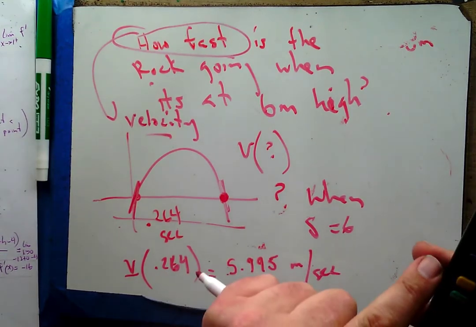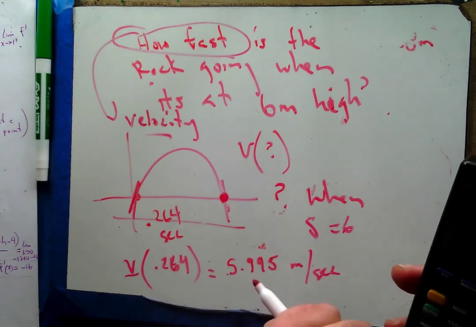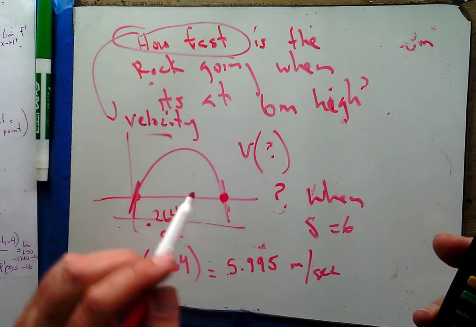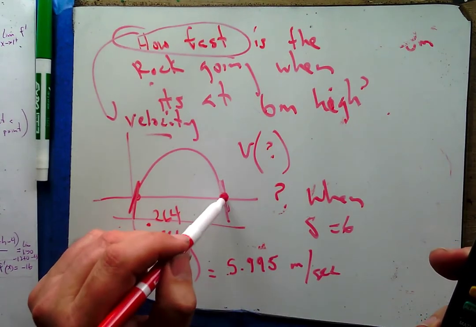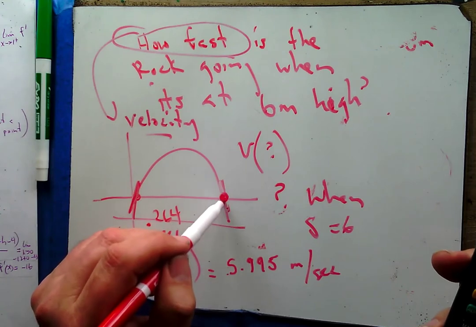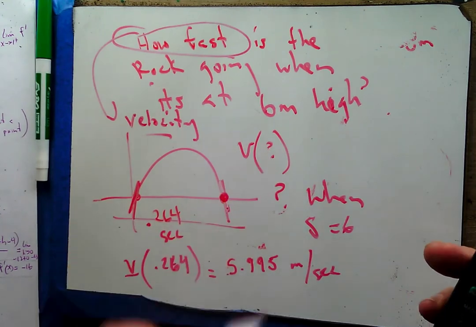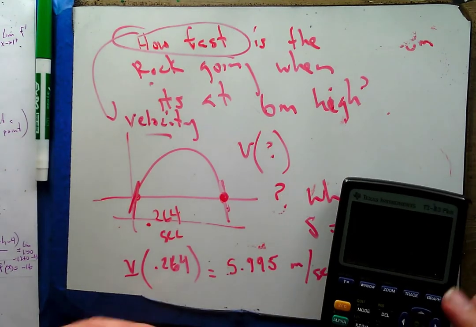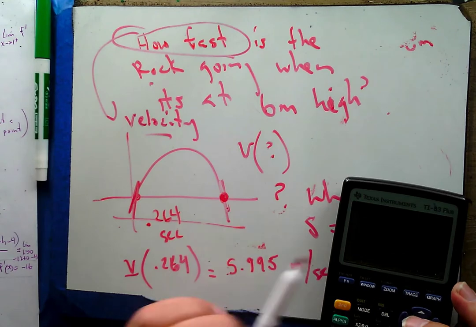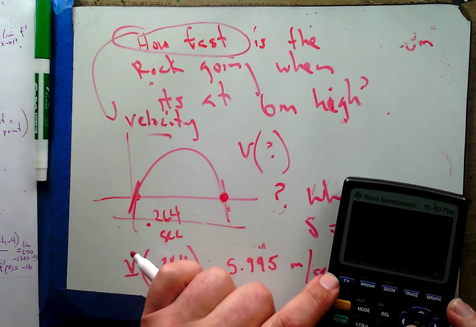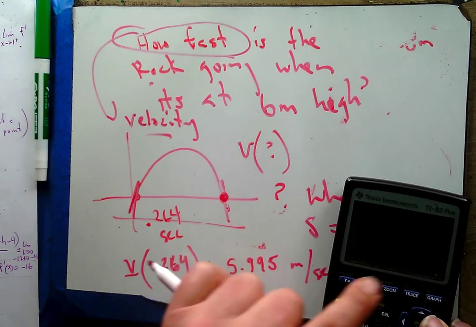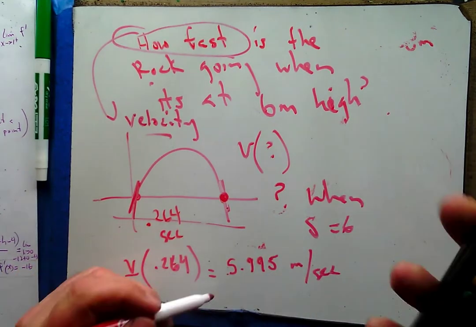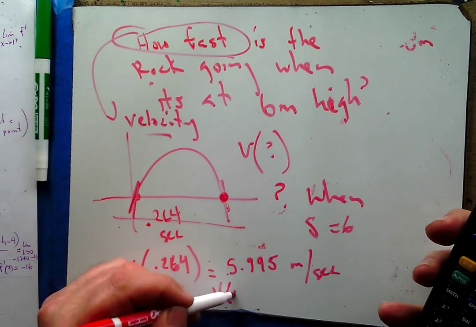How will you do that? Yeah, so I need to find this time when position equals 6 meters. Whatever that time is, I'm going to plug into velocity. So I'm going to go back to graphing my position equation with the line y equals 6, and I'm going to do second, calculate, intersect for this point over here. Enter, enter, enter.